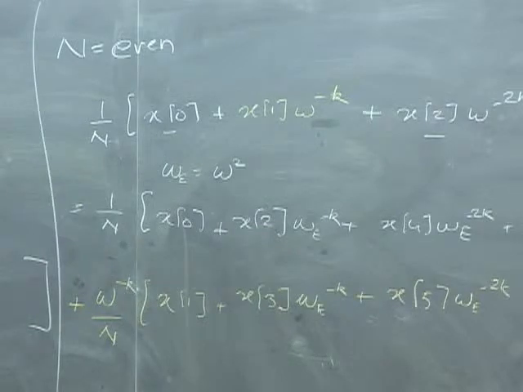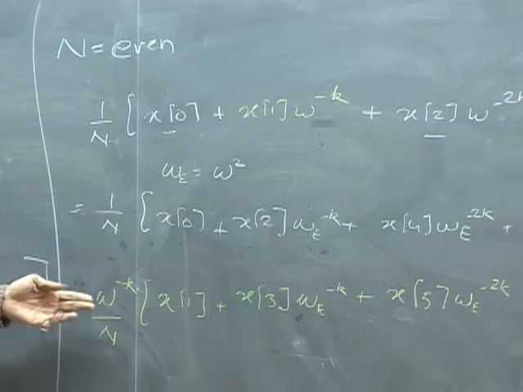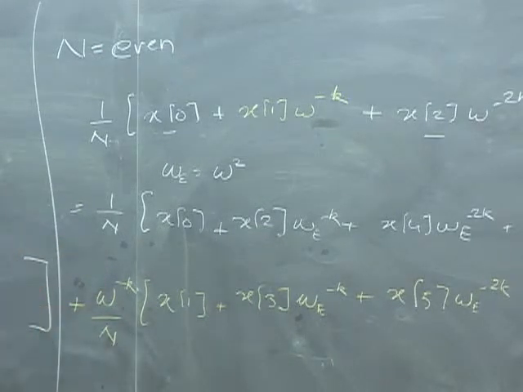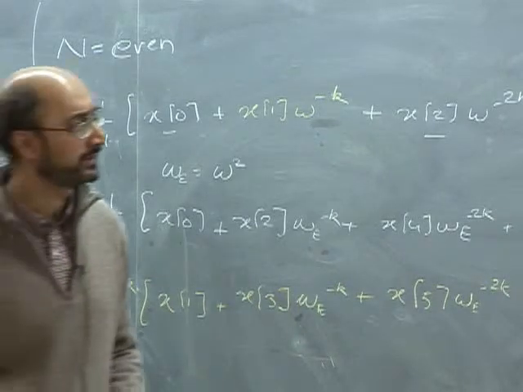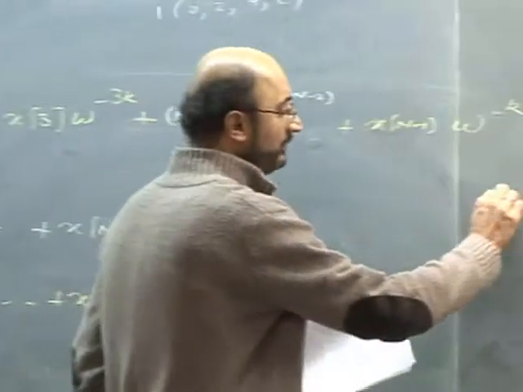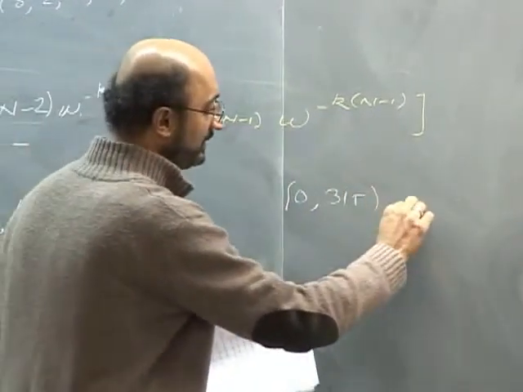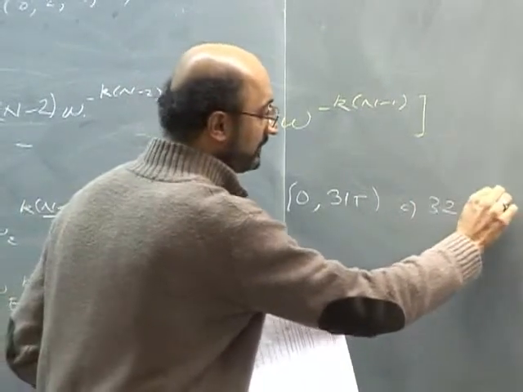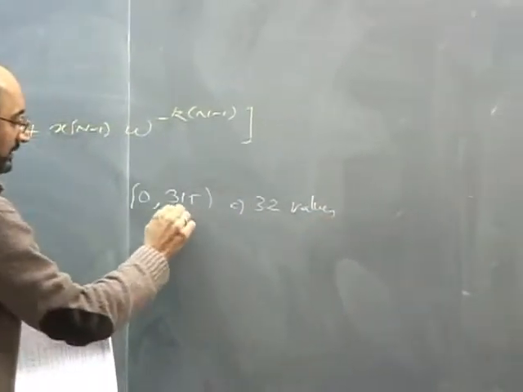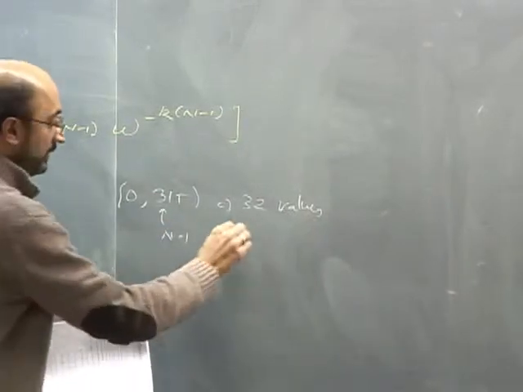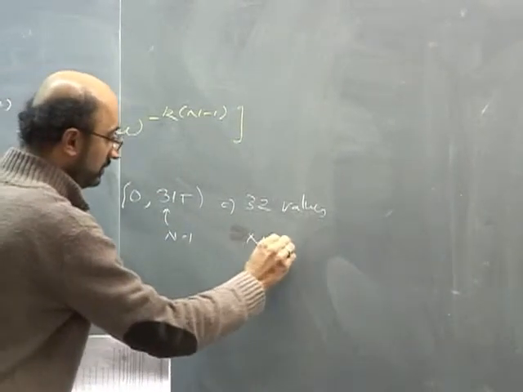Why is it fast? Because we don't need to compute all these powers of omega. We just need to compute a certain number of powers of omega. How many powers do you need to compute? Well, let's think about that. In the homework example, the range was 0 to 31, which means I had 32 values, right? Because this is n minus 1. So n equals 32.